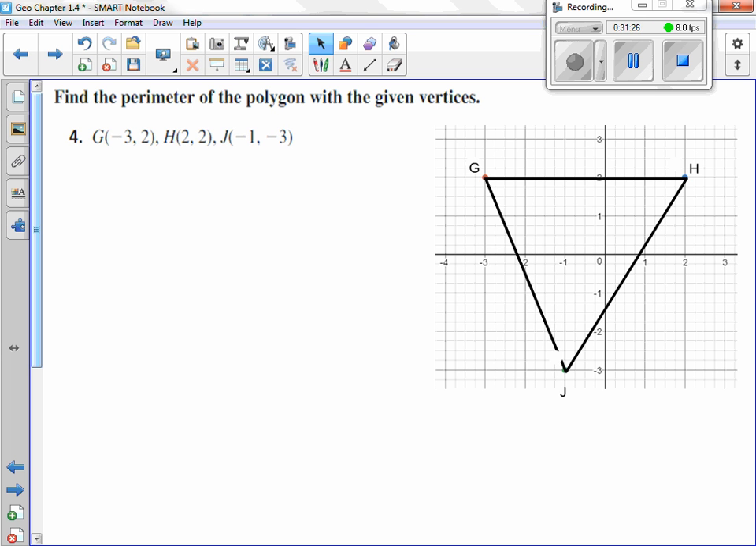So we have this here. Our 3 points. How many of these sides are on a straight line? 1. So we can go on and count that one. So we've got a distance of 1, 2, 3, 4. Now we need to find the distance from G to J and H to J. We've got to find both of those. So that means we're using the distance formula twice.